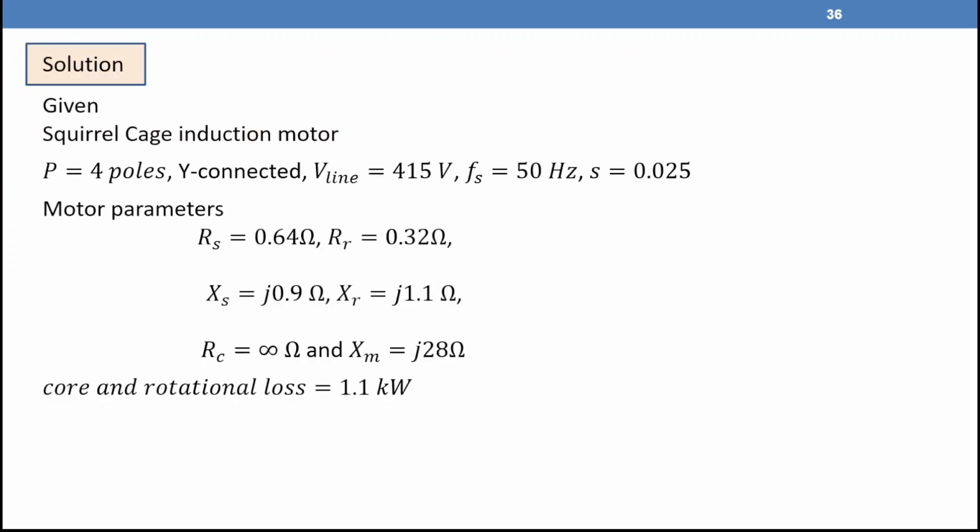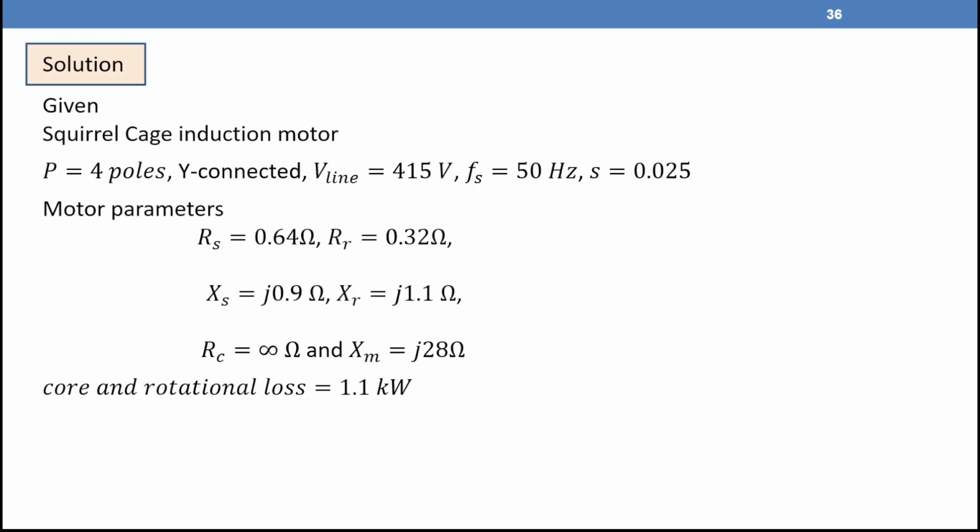We can start the solution by listing the given. We have a squirrel cage induction motor, definitely 3-phase. The number of poles is 4, star connection, and the line voltage is 415 volt. We are going to solve the problem per phase, so the phase value is 415 over root 3. I'm going to assume that the phase voltage is angle 0 degrees. Supply frequency is 50 Hz, and we have a specific slip of 2.5% or 0.025.